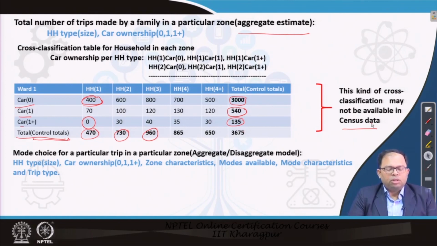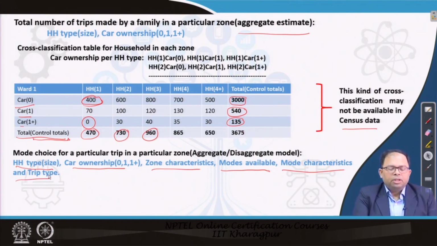Now, for a mode choice model for a particular trip in a particular zone, we can either go for an aggregate model or a disaggregate model. Aggregate model means where we take the entire group and we say that, okay, for this type of households, mode choice is this. Or if it's a disaggregate model, we can add other variables as well. For example, we have household type, we have car ownership, we have zone characteristics from where the trip is being made, we have modes available in that particular zone, alternative modes, then mode characteristics of those alternative modes, the trip type. So, these are the variables which we can add, and based on that we can predict the mode choice of a particular household or a particular individual in a household.